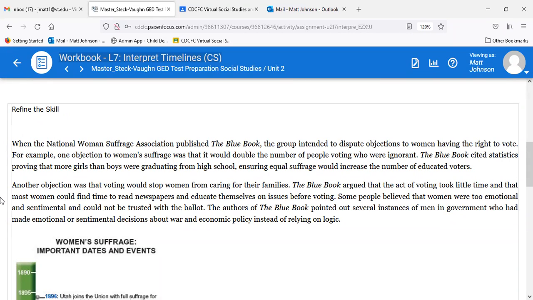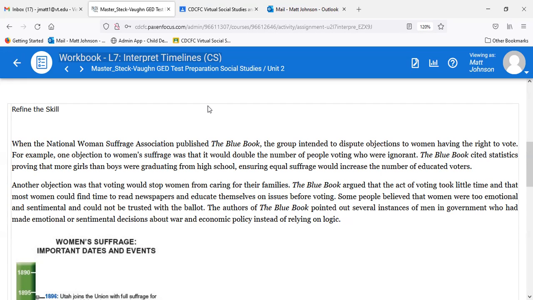When the National Women's Suffrage Association published the Blue Book, the group intended to dispute objections to women having the right to vote. For example, one objection to women's suffrage was that it would double the number of people voting who were ignorant. The Blue Book cited statistics proving that more girls than boys were graduating from high school. Ensuring equal suffrage would increase the number of educated voters.